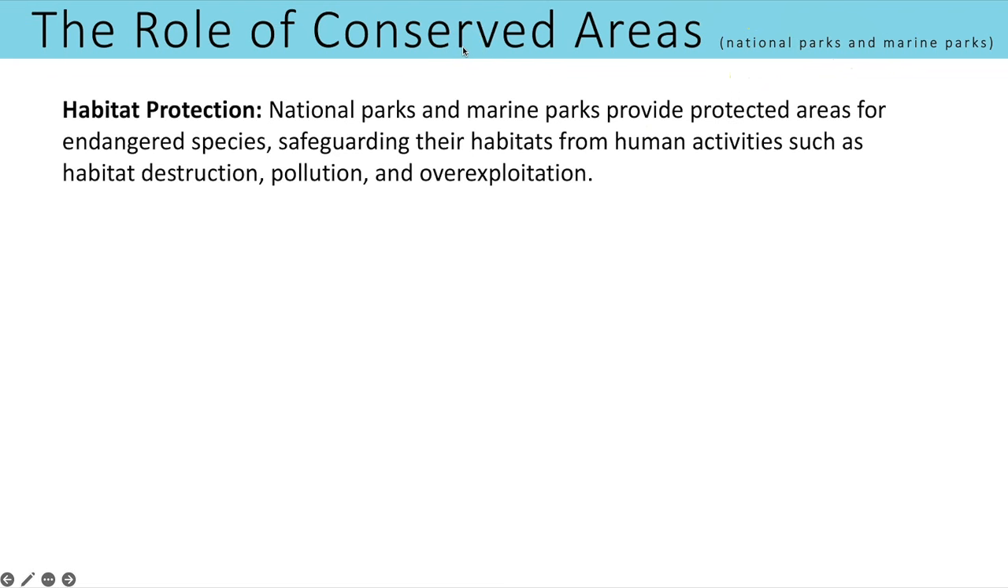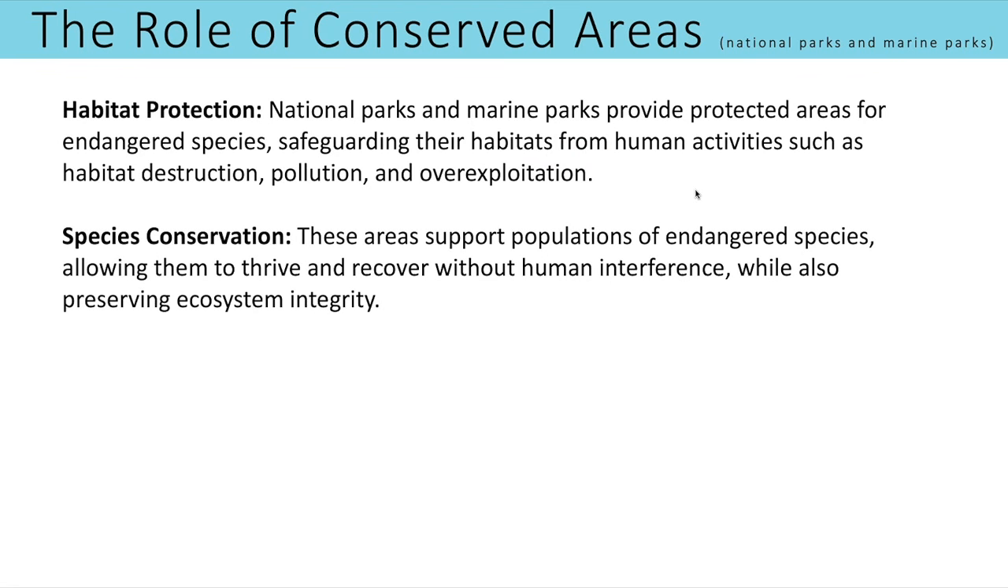Next then we're going to have a look at the role of national parks and marine parks, which are conserved areas. So by having these conserved areas, we have habitat protection. National parks and marine parks provide protected areas for endangered species, safeguarding their habitats from human activities such as destruction, pollution, and overexploitation. We also get species conservation.